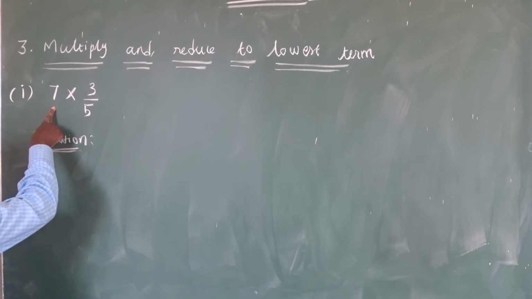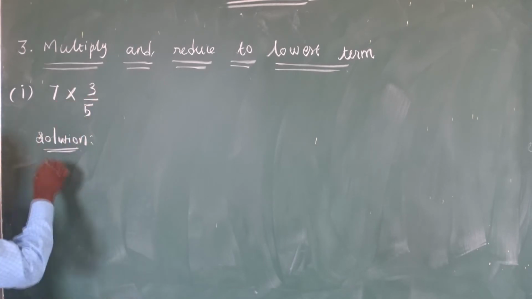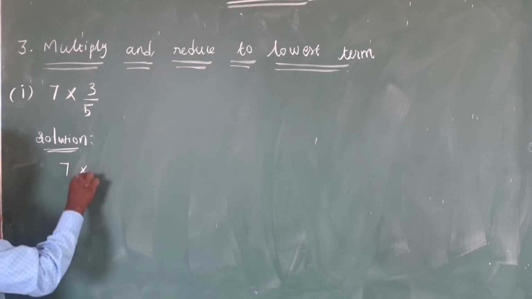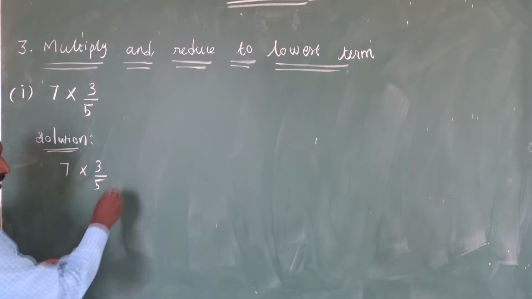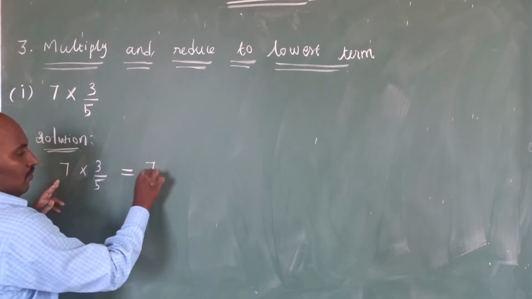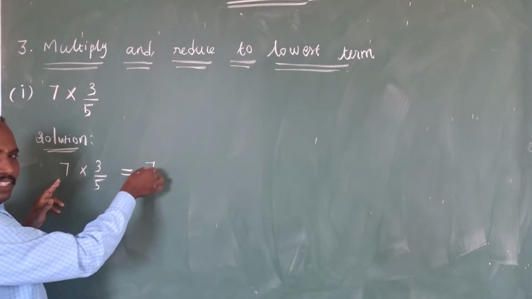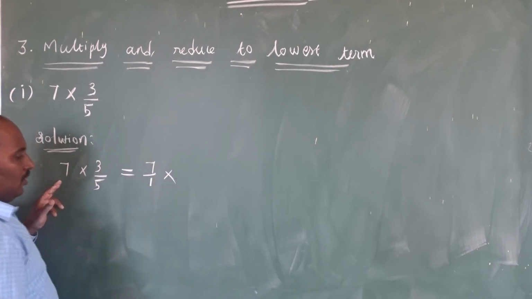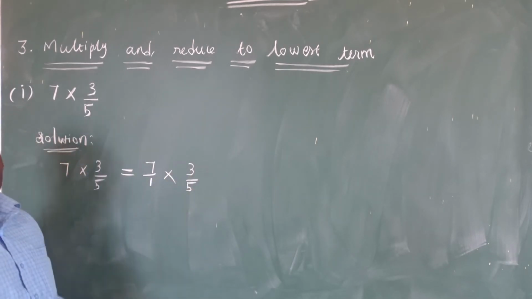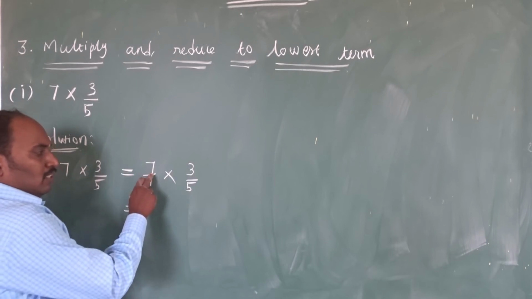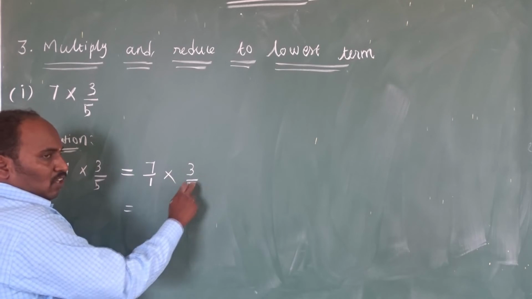First one is 7 into 3 by 5. Here 7 is a whole number and 3 by 5 is a fraction. We convert the 7 to 7 by 1 into 3 by 5. The second part is 3 by 5. 7 divided by 1 into 3 divided by 5.